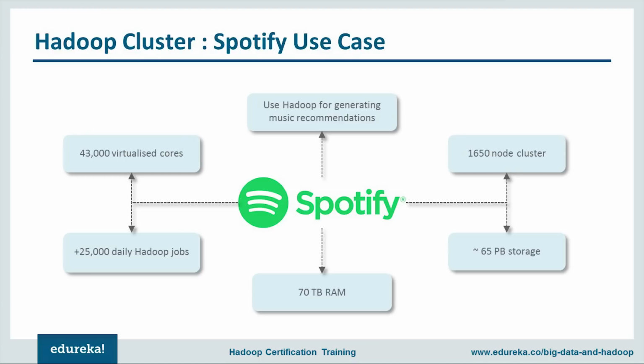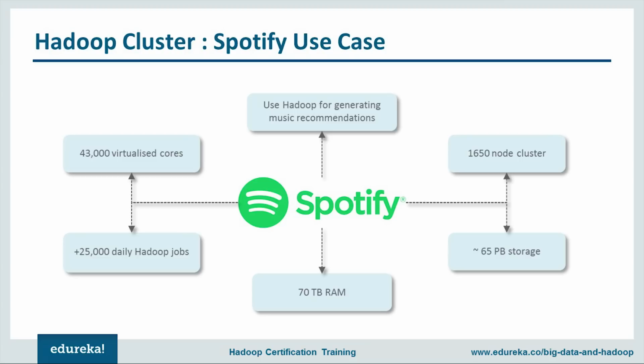And Spotify has got 1,650 nodes, and they have 65 petabytes of storage approximately. Spotify has 70 terabytes of RAM, and they run more than 25,000 daily Hadoop jobs. It's got 43,000 virtualized cores. So it is an even larger cluster than Facebook, right? So these were the two use cases that use Hadoop clusters in order to process and store big data.